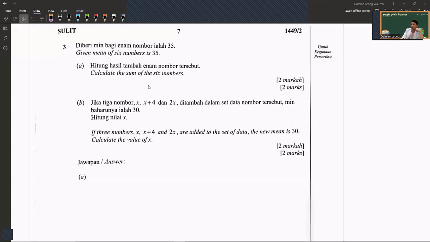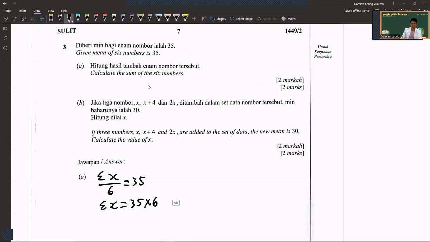Given the mean of 6 numbers is 35, calculate the sum of the 6 numbers. So sum of the values over number of values, 6, will equal the mean, 35. Means sum of values will be 35 times 6. So we just calculate 35 times 6 is 210. That's the sum of the values.